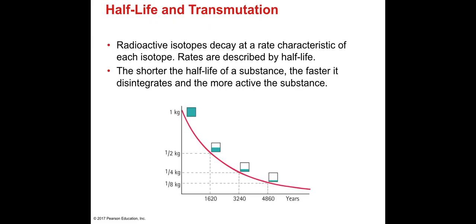Okay. Now, radioactive isotopes decay at a rate characteristic of each isotope. Rates are described by half-life. The shorter the half-life of a substance, the faster it disintegrates and the more active the substance. So if you look at this curve, this is a curve that represents what? A radioactive decay. Okay, we're not going to go into those details until we are in a chemistry class.